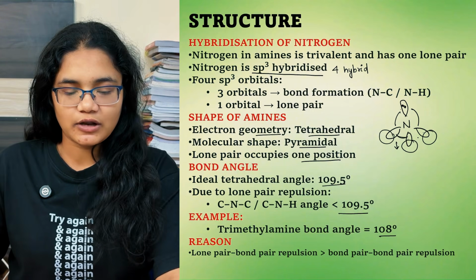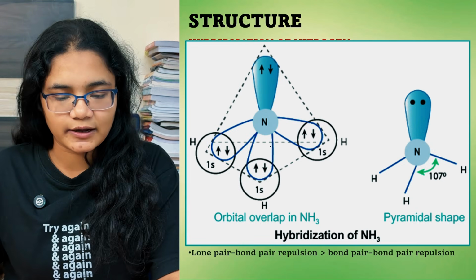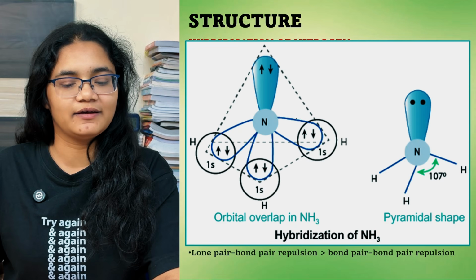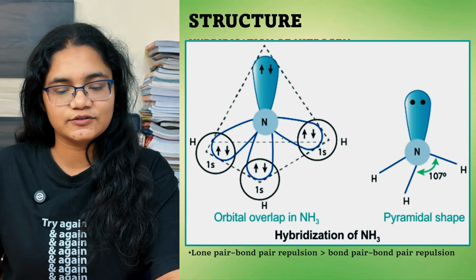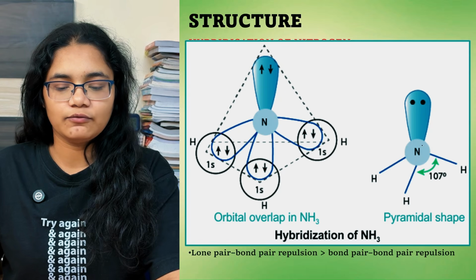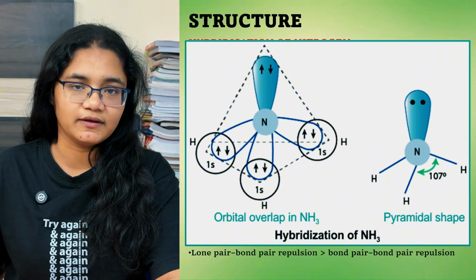Now I'll show you the structure. This is how the ammonia structure looks, or the derivative of ammonia. You can see ammonia with H, and it is a pyramidal structure. If any of these hydrogens is replaced with an R group, then we get amines.